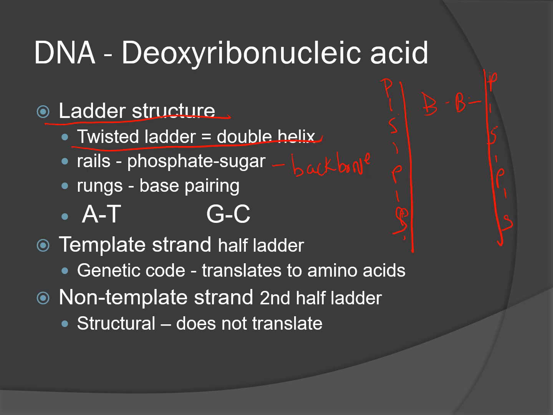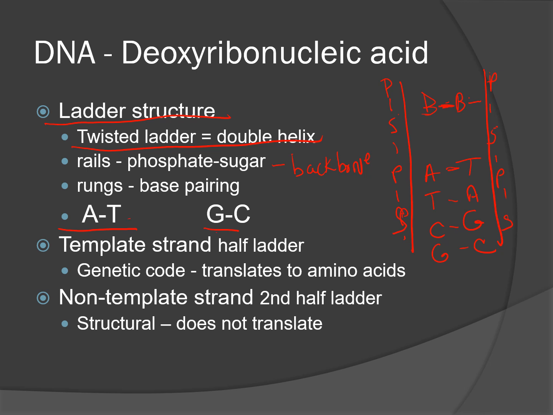The way the bases work is that the only way it all fits together is that A is always attached to T. It could be on either side, so you could have A here and T here, or you could have T here and A here, or G is attached to C. So you could have G, C, or C, G. You never have A attached to C or T attached to C or G. It's always AT and GC.